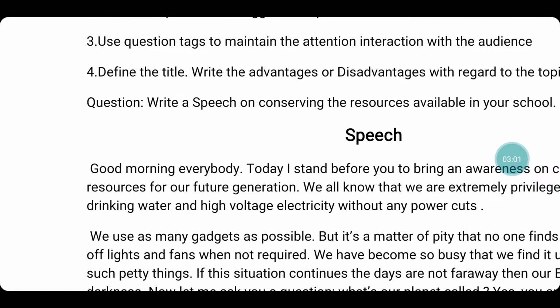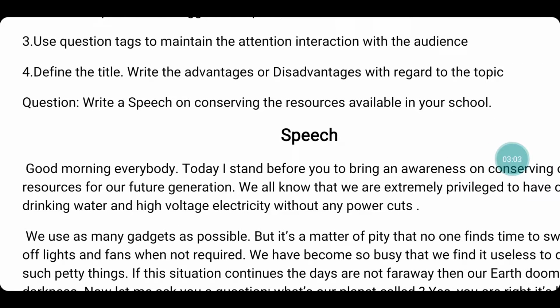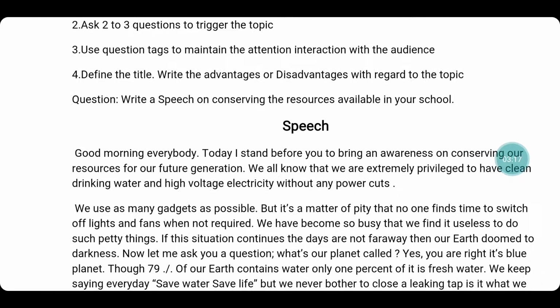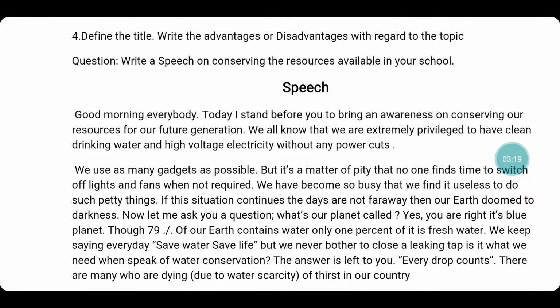Now, I have made a speech on conserving the resources available in our school. So, generally we have the resources, that is electricity and the water, the benches, all these are the resources available for getting a right education. So, I have prepared a speech on this.